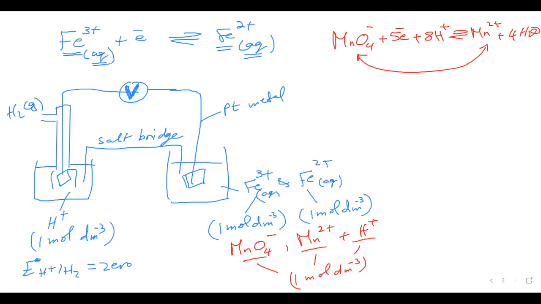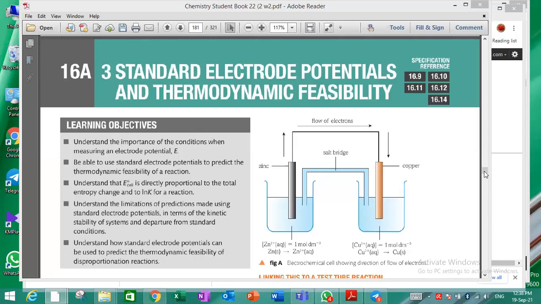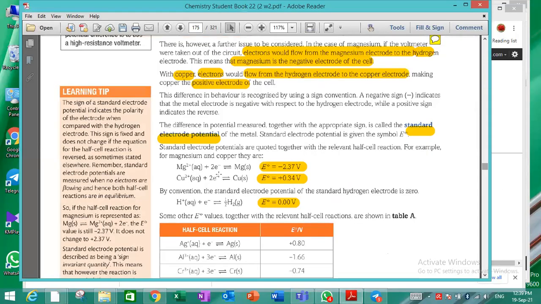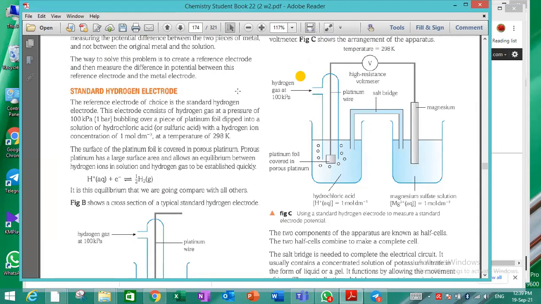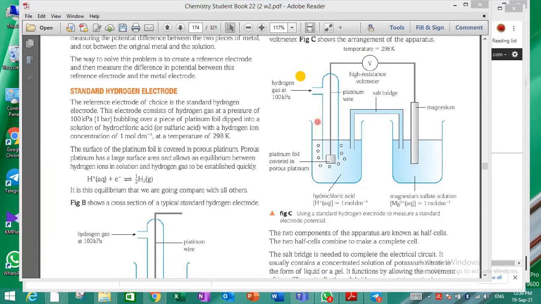Okay, now we said that if we look here, this is the standard hydrogen electrode at which we connect, for example, a magnesium metal dipped in a solution of magnesium sulfate having a standard concentration of 1 mole per decimeter cube. And this is the salt bridge that connects between them. This is the high resistance voltmeter that will not allow the passage of electrons or the passage of current.